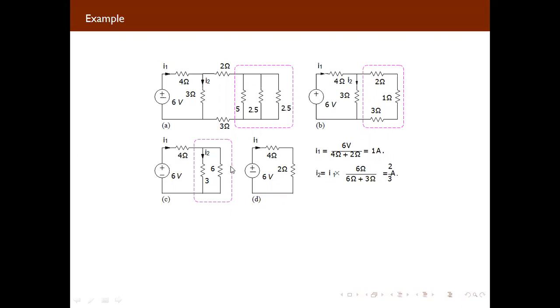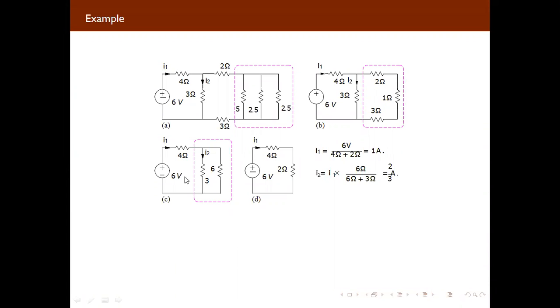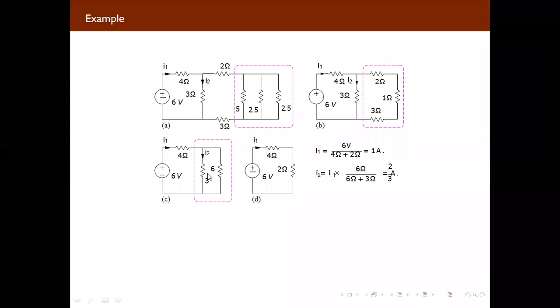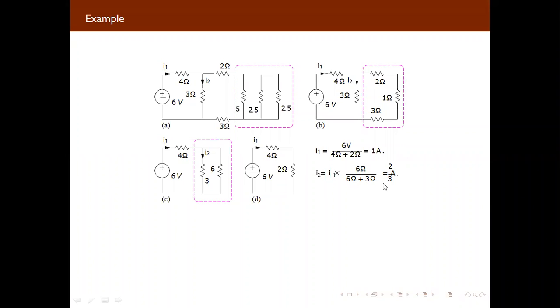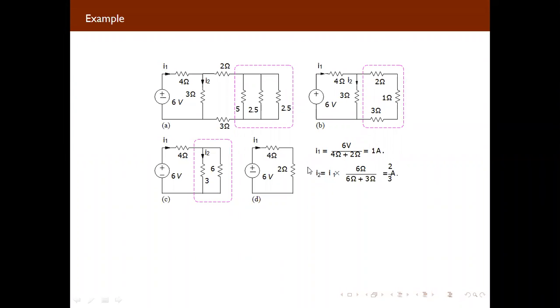So if you are finding the value of current I2, you are aware of I1, so that will be the total current, you can take it into that resistance that will be in parallel. So you can take 6 and total resistance 6 plus 3. So you will get 6 upon 6 plus 3, that will be 6 upon 9. You can write 2 by 3 and we have the unit ampere. So you will get the values of current for this complicated circuit by using how to find equivalent resistance, how to use Ohm's law, and how to use current divider rule.